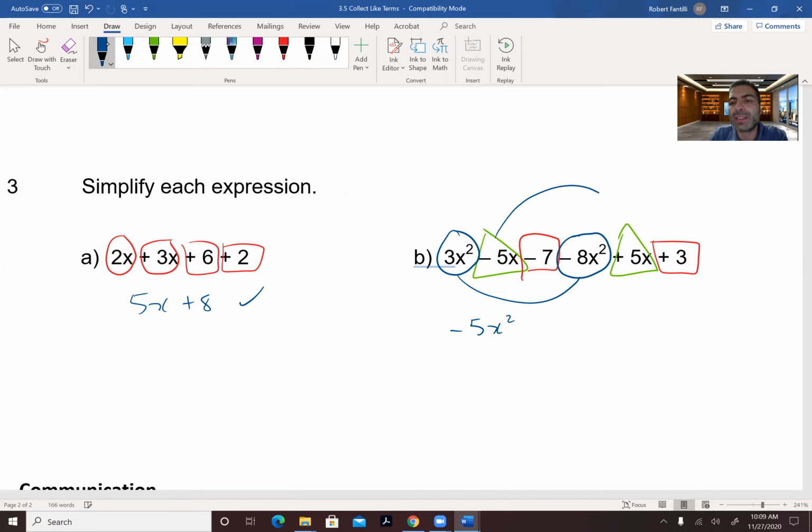5x, negative 5x, and a positive 5x, that's the zero principle. They just kind of wash out, right? That's 0. So we don't even write 0. Negative 7 plus positive 3 is negative 4. Negative 5x squared minus 4. Done.